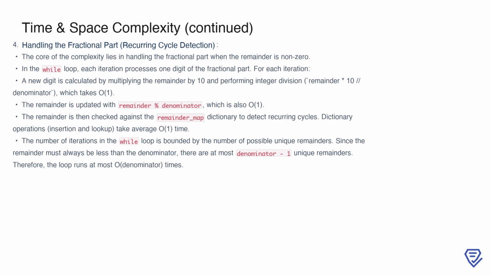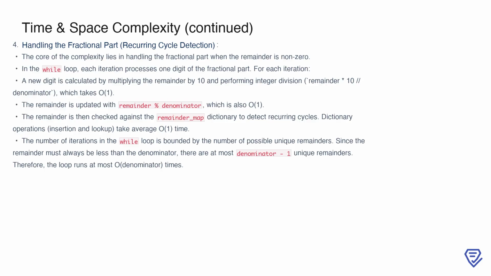The while loop processes one digit of the fractional part during each iteration. Within the loop, we calculate the next digit by multiplying the remainder by 10 and performing integer division, which is an O(1) operation. Then, the remainder is updated using the modulo operation, which is also O(1).